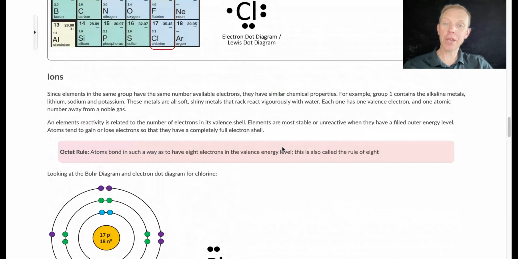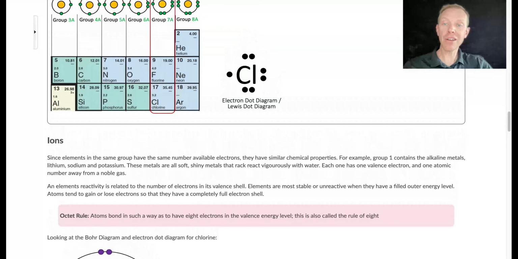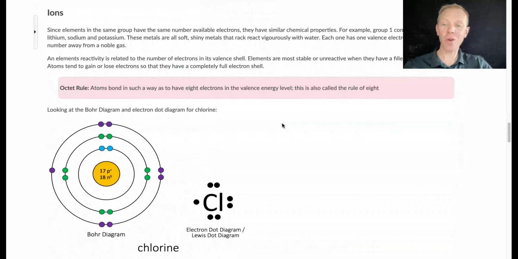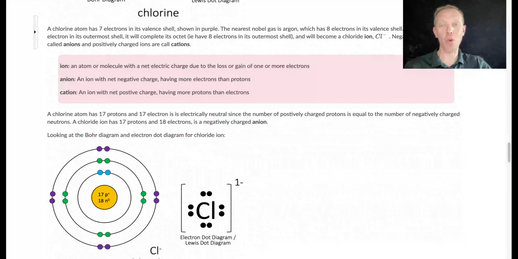So a chlorine atom isn't fully stable because it still could have one more electron. If we take a look at the periodic table, we see that the nearest noble gas to chlorine is argon. Argon has a full outermost valence shell. So if a chlorine atom can gain one more electron, its outermost energy level is going to be full and it's going to be more stable. This is how ions are formed.